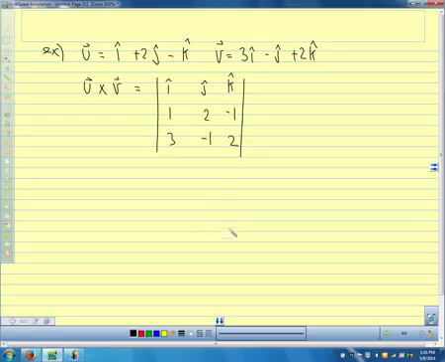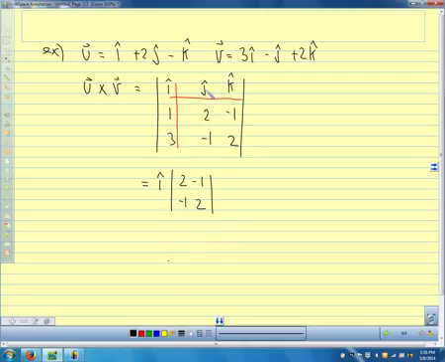And as a reminder, how we form this 3 by 3 determinant, we cross out rows and columns and find 2 by 2 determinants. So this is going to equal i hat times the matrix that is left when we cross out the first row and the first column. So I'm going to write out that determinant: 2, negative 1, negative 1, 2.